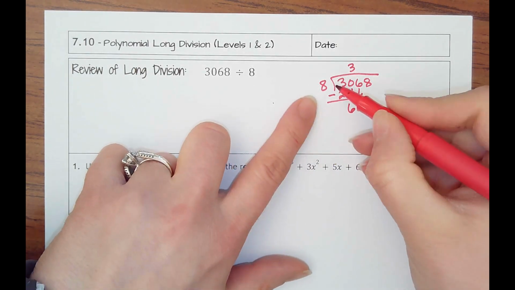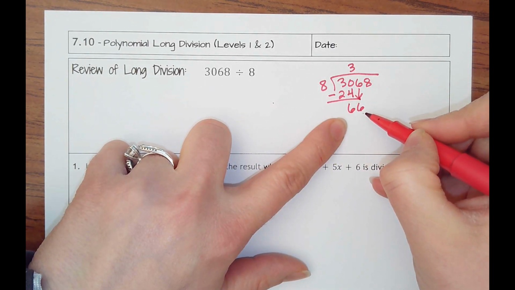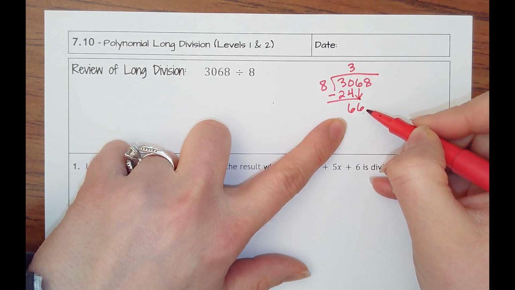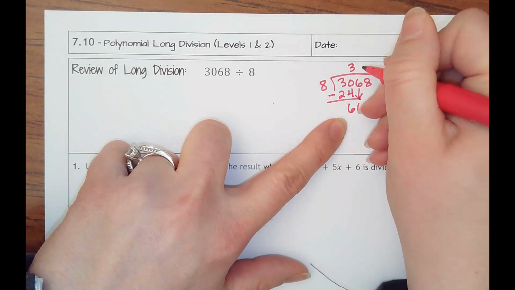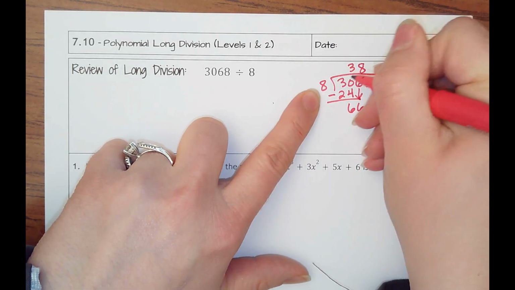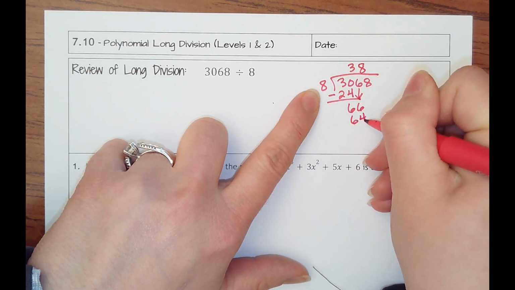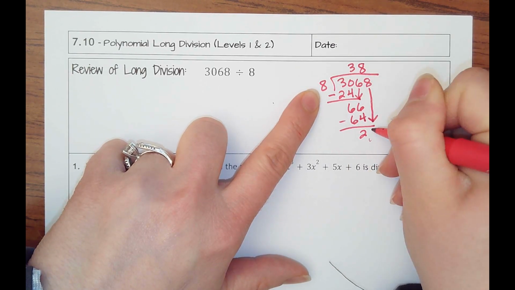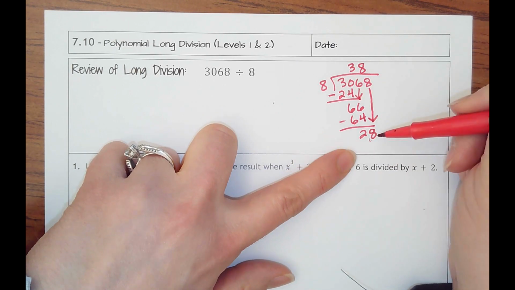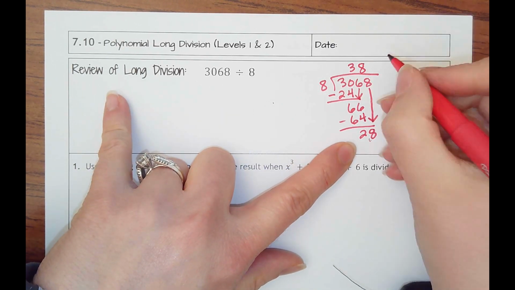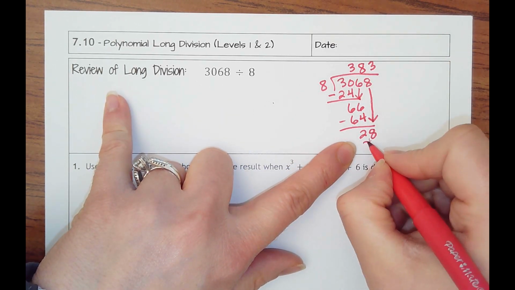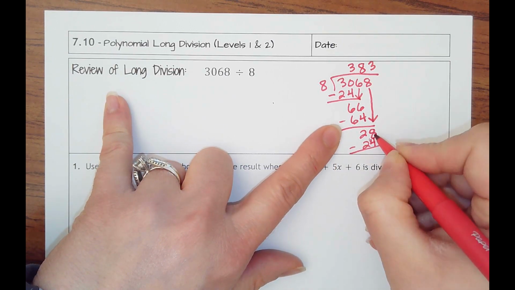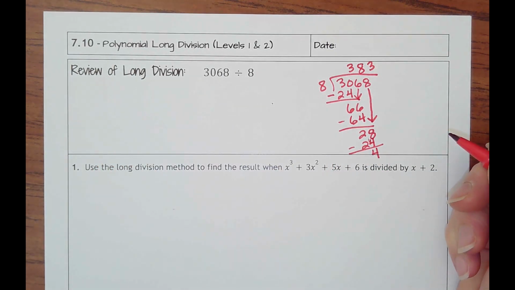So how many times does 8 go into 66? I start the process all over. 8 times 7 is 56. 8 times 8 is 64. Subtract, and then bring down the last digit. How many times does 8 go into 28? Would be 3 times again, which is 24. Subtract, you're left over with 4.